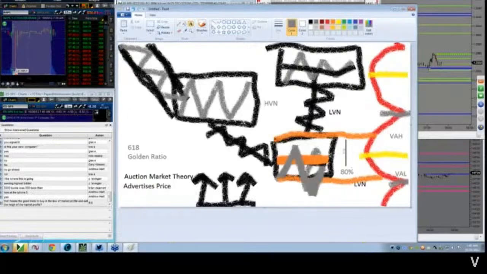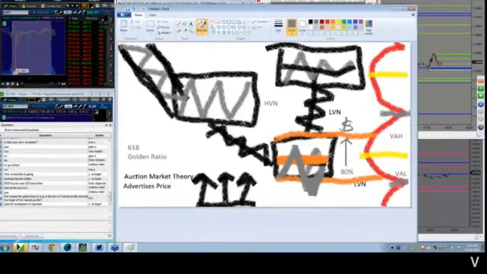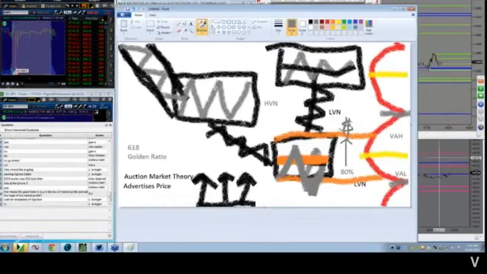Okay, so let's say that this tests value area high. Now what? What are you going to do? Are you going to buy right here? You wait for acceptance. You wait for rejection. You wait for the auctioneer to start advertising prices higher. We're here right now. Where do you want to buy? Do you want to buy as soon as we cross?